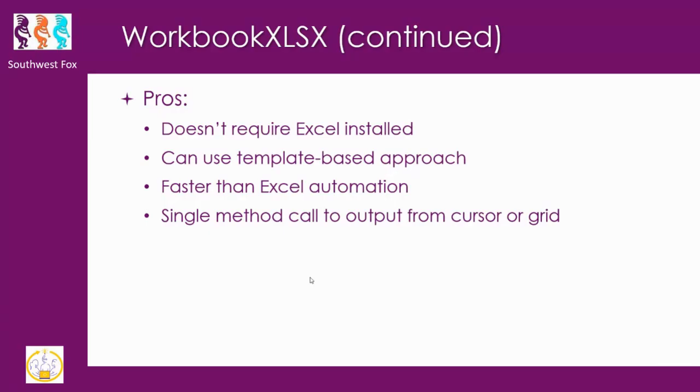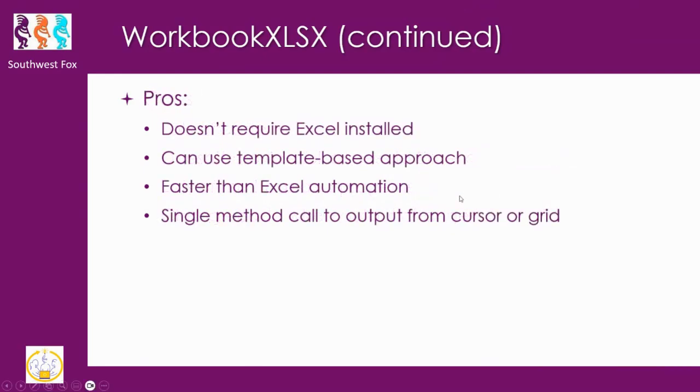You can use a template-based approach. So in other words, you take an existing document and your code opens the document, makes whatever changes to it, and saves it again. So as the data gets refreshed, as new sales are made, you go and update an existing document rather than generating new from scratch. It's faster than Excel automation because it's not using COM. It writes directly to XML documents, which FoxPro is very fast at doing text writes. And as I mentioned, there's a single method call to output from a cursor or a grid, if that's what you want to do.